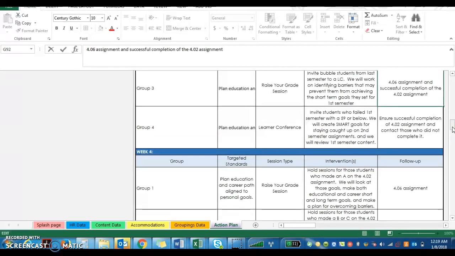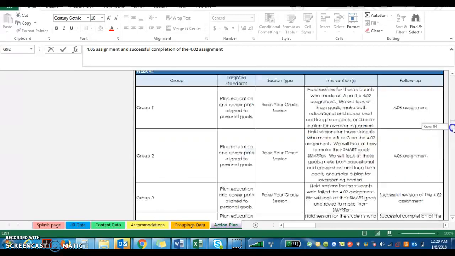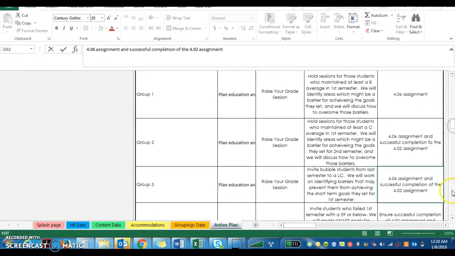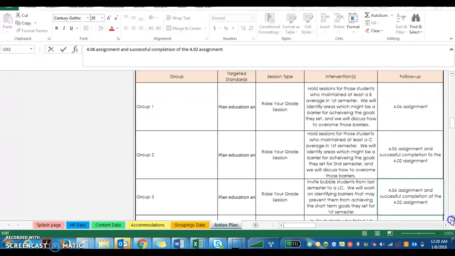Then for my Group 4 students, I'm going to invite those who failed. We're going to do the same thing we've been doing, talking about creating SMART goals to stay caught up. And we're going to definitely work on that 4.02 assignment. That was week 3. We just talked about week 3.